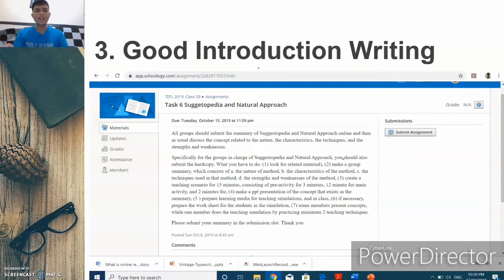And also, as we can see in the second paragraph, all of the things that we have to do are well organized. From the first step until the last step, in section number 7. Okay, so that's a good introduction.